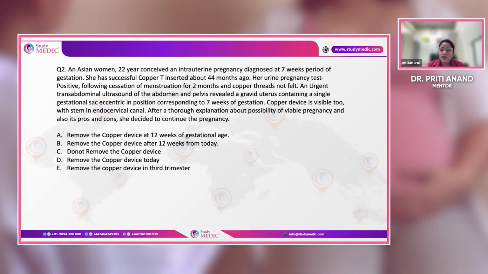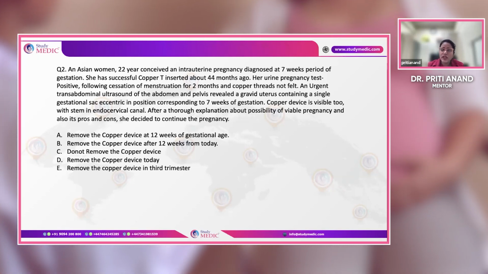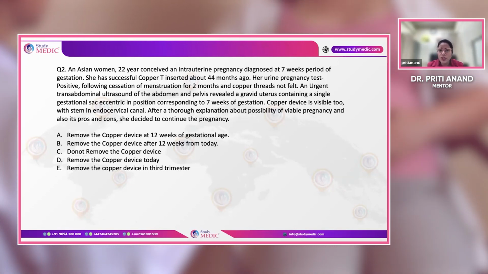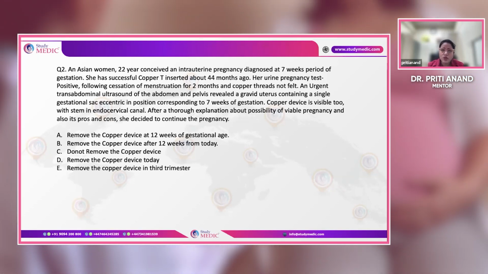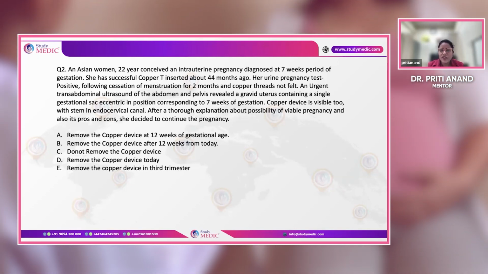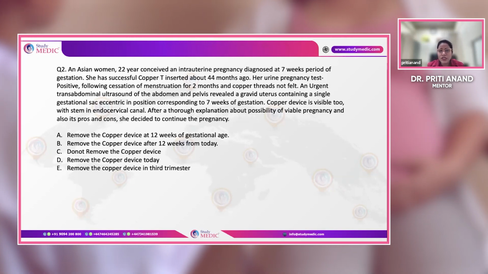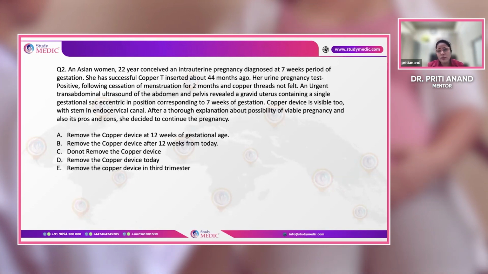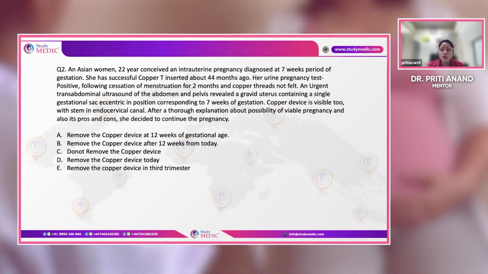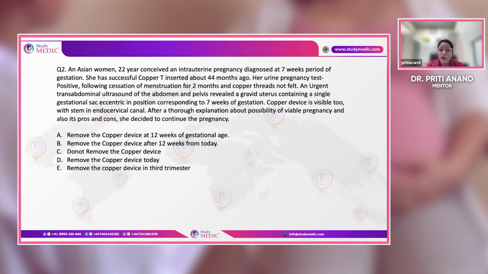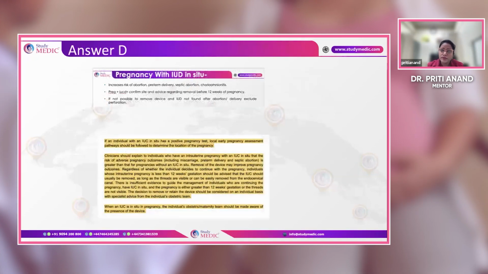Now, because threads are not visible, but the stem is still there in the endocervical canal, you will be able to pull it out. In case the thread is not visible and the stem is also not visible, then it is very difficult to say what to do. It is an individual decision between the clinician and the patient herself. So for continuing the pregnancy, if it is approachable to remove the device, it is best to remove before 12 weeks. So you can remove the copper device today.